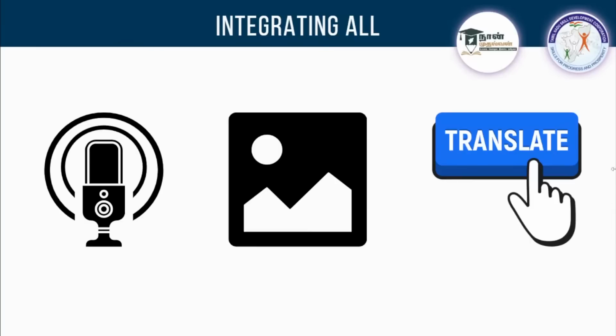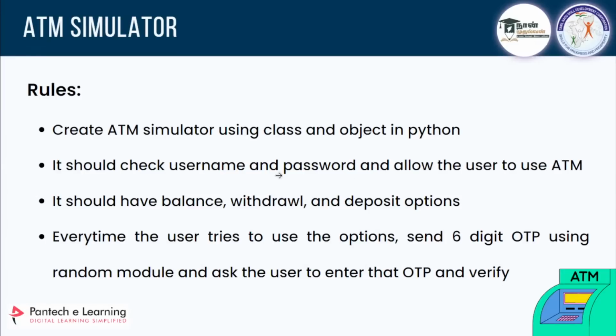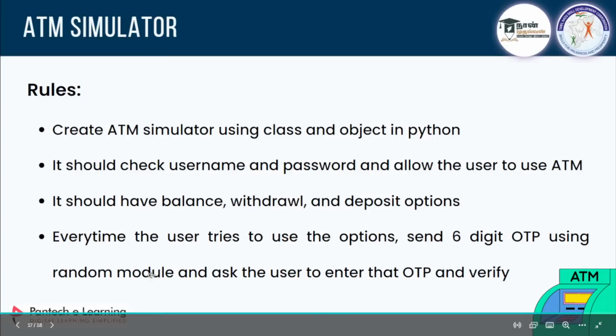Thank you so much. So regarding assignment 2, these are the rules. You want to create an ATM simulator with class and object in Python. It should check the username and password and allow the user to use the ATM. It should have balance, withdrawal and deposit options. And every time he uses these options, it should send a 6-digit OTP. You can do that with the help of the random module. Okay, and ask the user to enter that OTP, verify it, and allow the operation.